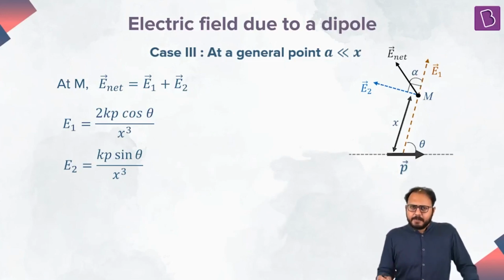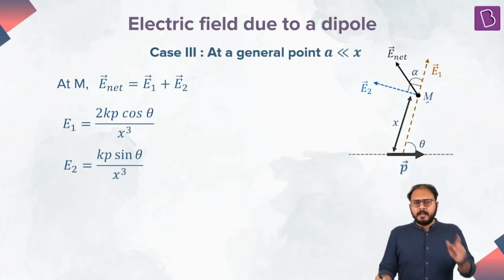I have a dipole P. The point M happens to be x away. Can you notice? And the angle is theta. Okay? This is my axis and I'm interested in what is the value of the field at point M.